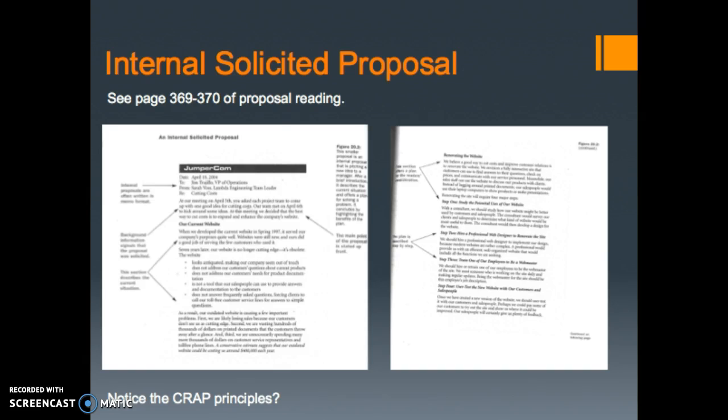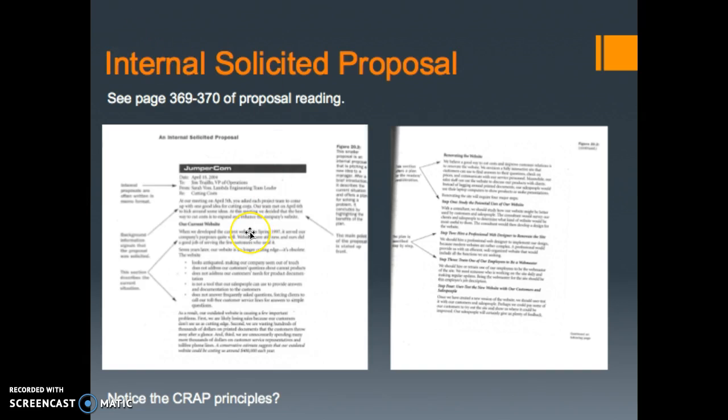So the proposal that I am asking you to write for your instructions project most closely resembles the internal solicited proposal that is on page 369 to 370 of the proposal writing reading. So it's a more simple, pared down proposal that usually goes to your bosses when you have an idea to fix something, to include a process, etc.